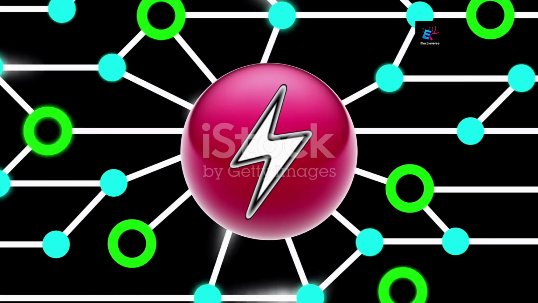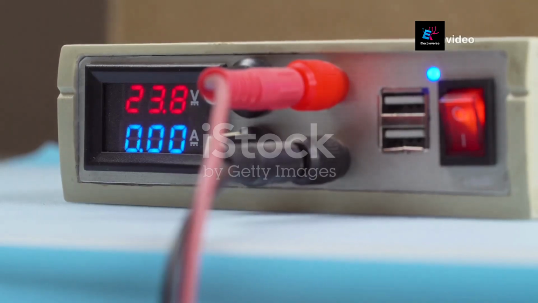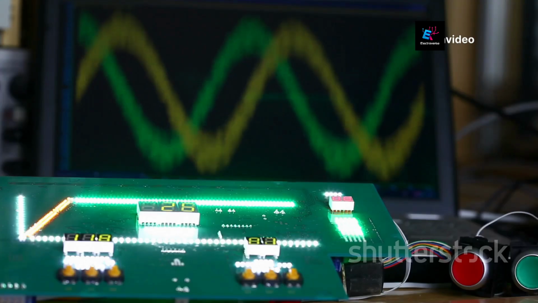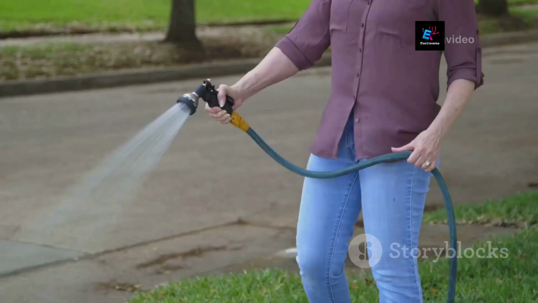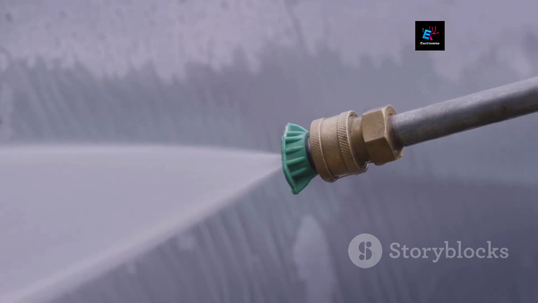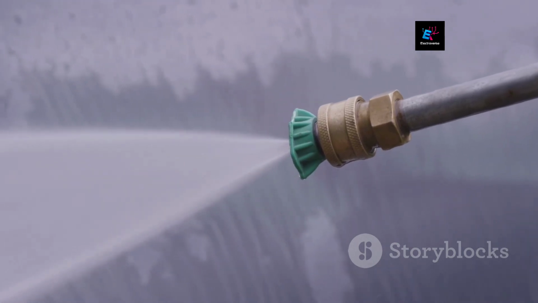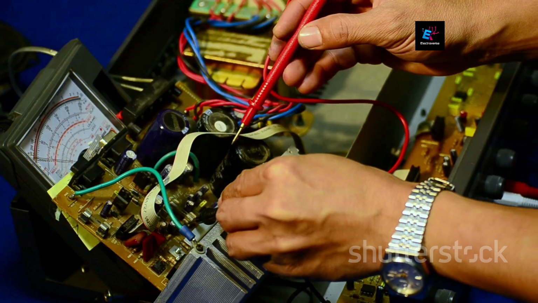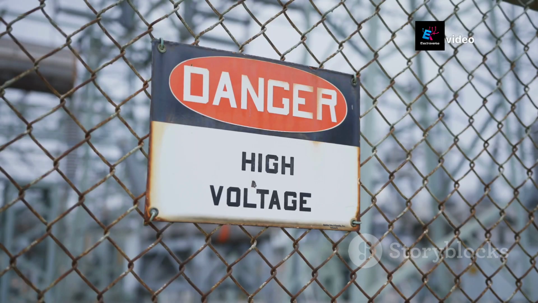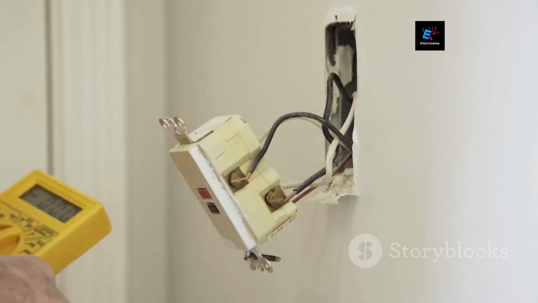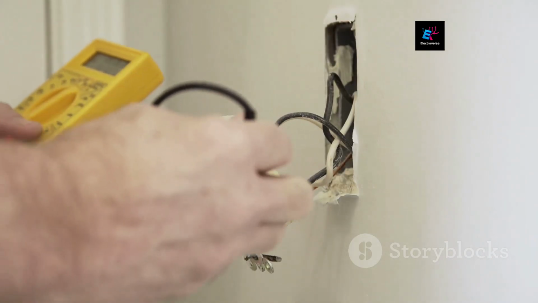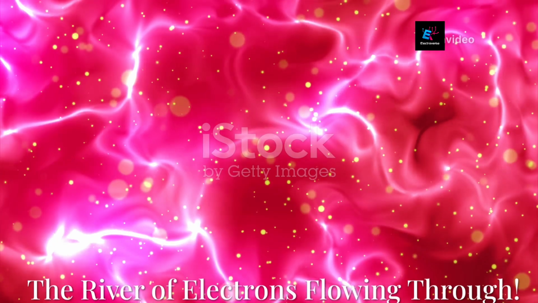Now, what makes these electrons move in the first place? That's where voltage comes in. Voltage is like the pressure that pushes electrons through a circuit. Think of a water hose. The higher the water pressure, the faster the water flows out, right? Voltage works the same way. A higher voltage means a stronger push, which makes more electrons flow. Voltage is measured in volts. A regular AA battery has a voltage of 1.5 volts, while a wall outlet has a much higher voltage of around 120 volts.